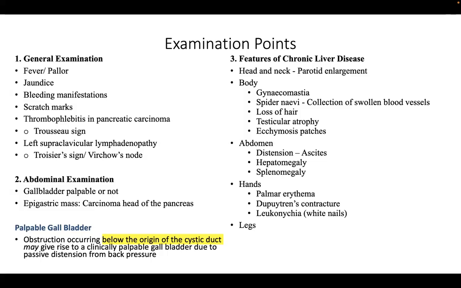For features of chronic liver disease, you need to just go head to toe. You can check for parotid enlargement, gynecomastia, any spider nevi, loss of hair. If you have the privacy, you can check for testicular atrophy, but not really necessary. But make sure you mention some of this. Ecchymotic patches, distension, whether there's any ascites, hepatomegaly, splenomegaly, palmar erythema, and leukonychia.